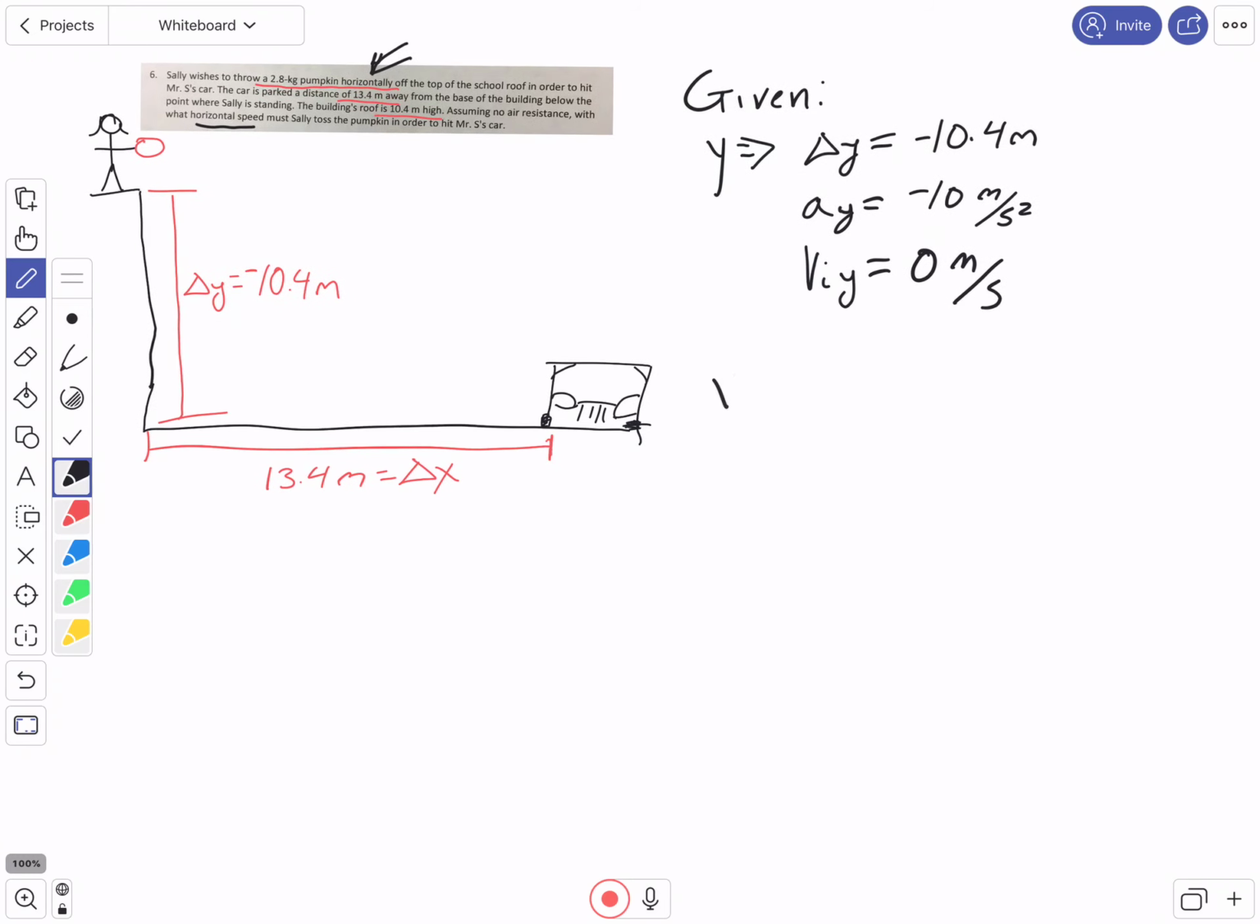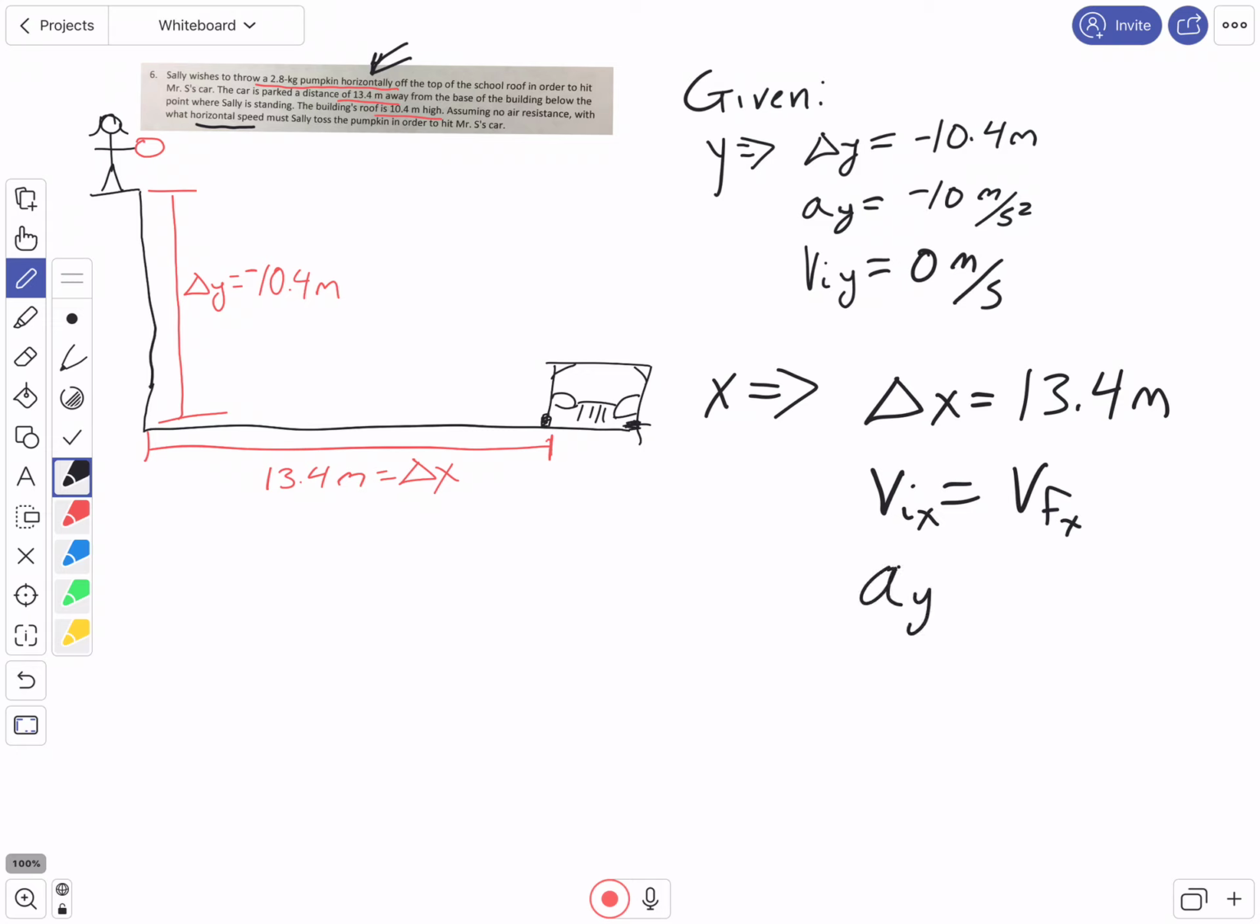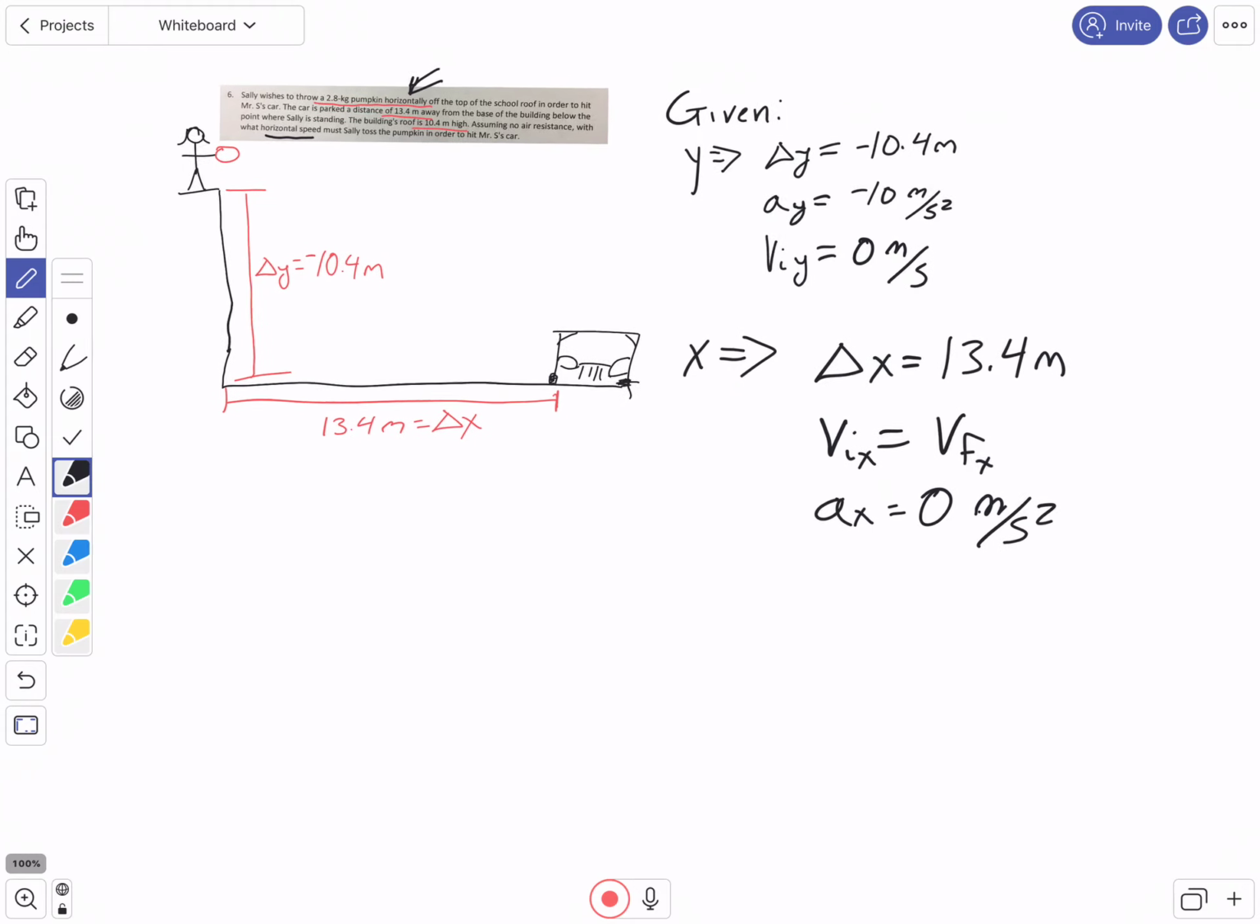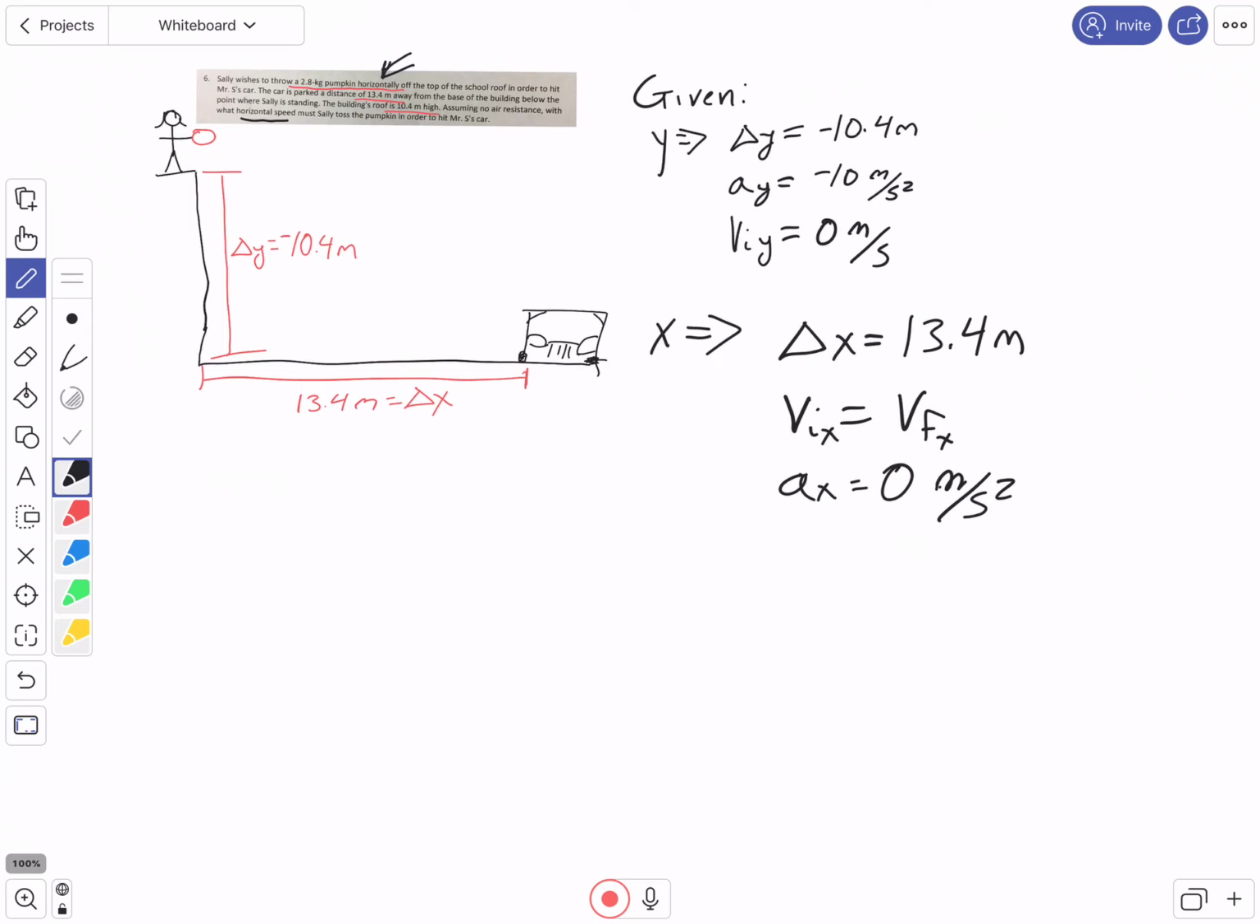And in our x direction, we know our delta x is 13.4 meters. We also know our velocity initial is going to equal our velocity final in the x direction. That's because our acceleration in the x direction is equal to 0. All right? And what we are trying to find is our Vx initial.